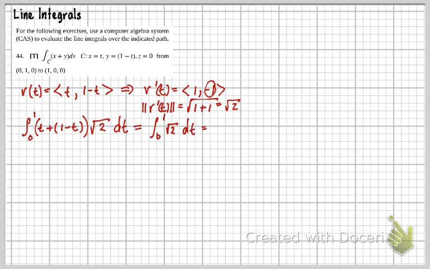So when I integrate the square root of 2 with respect to t, I'm going to get square root of 2 t from 0 to 1. So then I put in my upper bound, when I plug in a 1, square root of 2 times 1, minus square root of 2 times 0, which is 0, so I get the square root of 2 as our answer here. So there it is.